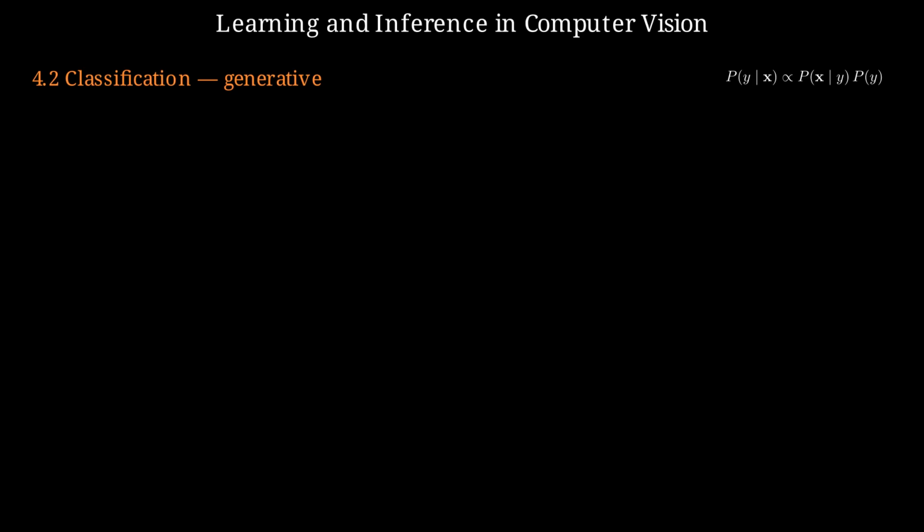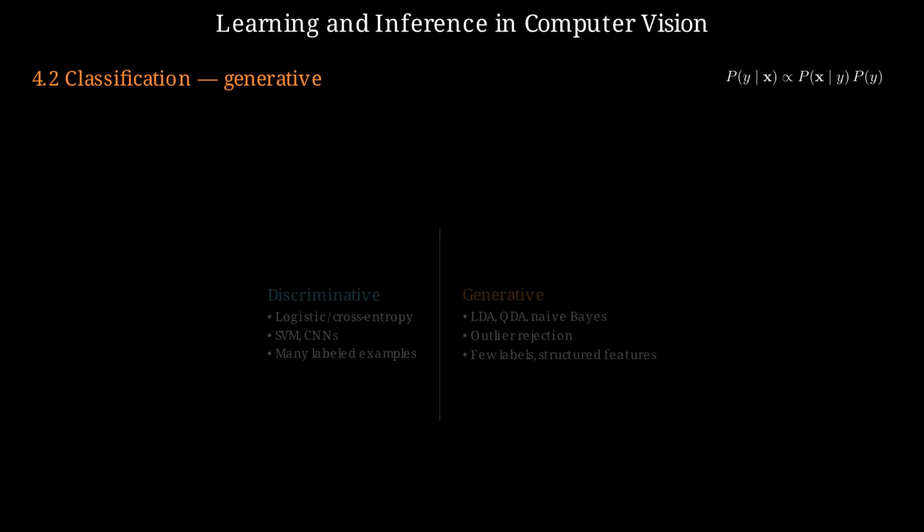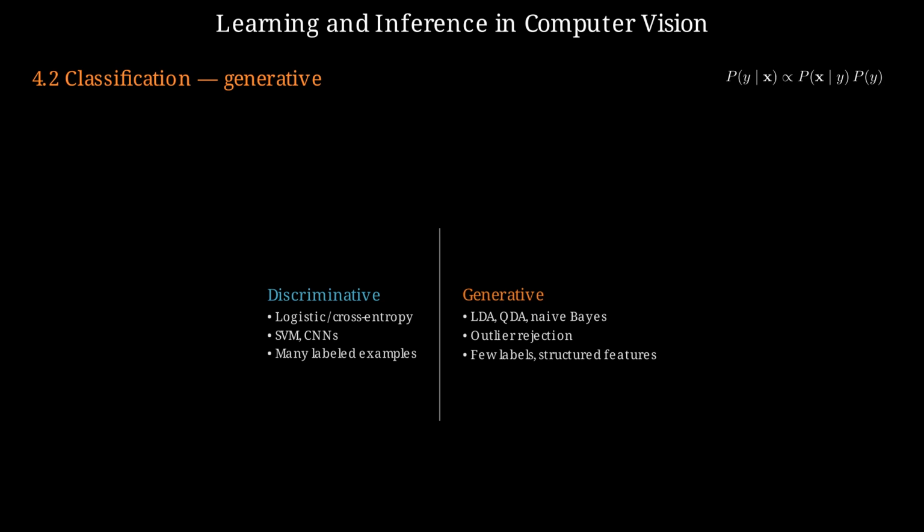Comparing classification paradigms in practice. Discriminative logistic regression and deep nets dominate large-scale image classification because modeling every pixel is wasteful when only the label matters. Generative LDA and naive Bayes shine with small labeled sets and low-dimensional features. Face recognition with Fisherfaces is historically LDA on PCA features. Spam filters used naive Bayes for decades. The boundary shapes may look similar on screen, but the assumptions and failure modes differ profoundly.